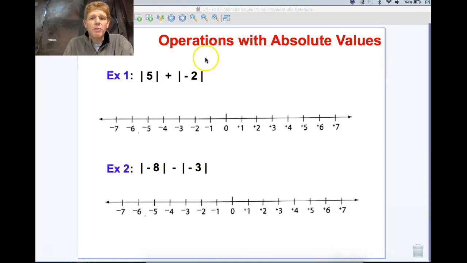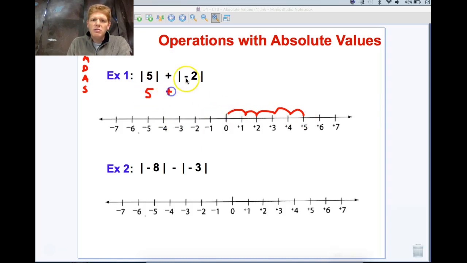All right, now let's take a look at some operations with our absolute values. Here we have the absolute value of 5 added to the absolute value of negative 2. If you remember PEMDAS, the first thing that we always did was parentheses. We're going to treat these kind of like parentheses. We'll do these first. So the absolute value of 5 is 1, 2, 3, 4, 5. So that's 5. Added to the absolute value of negative 2. So how far was negative 2 from 0? 1, 2 spaces. And 5 plus 2 is equal to 7. So our answer is 7.